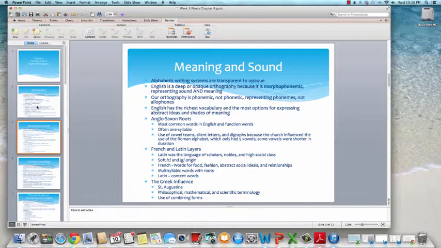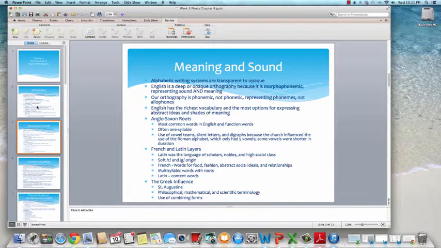This is where we get that soft C and soft G origin from the French. And it all has to do with the position of the vowels around the C's and the G's. But the French influenced the pronunciation of those, because before that, in Anglo-Saxon, they were just k and g. They were not s and j.